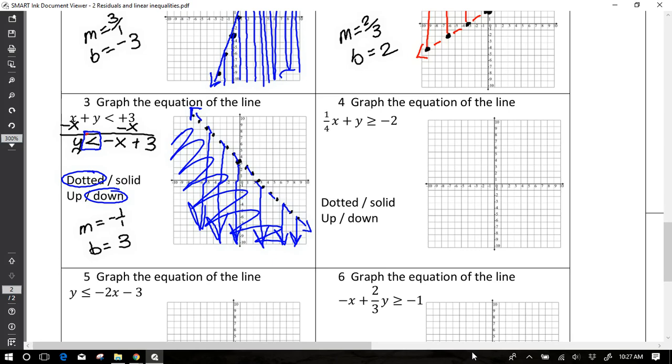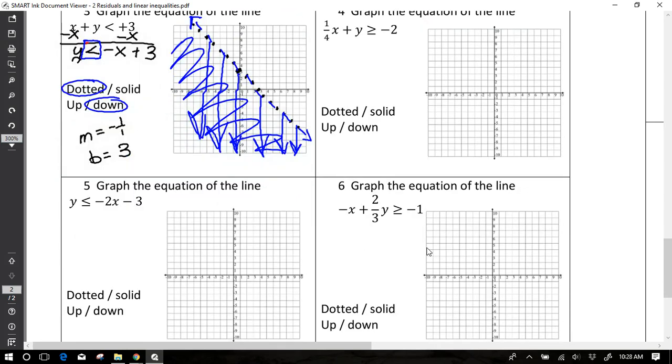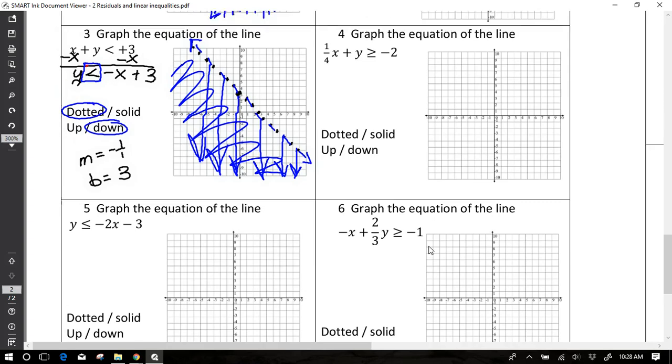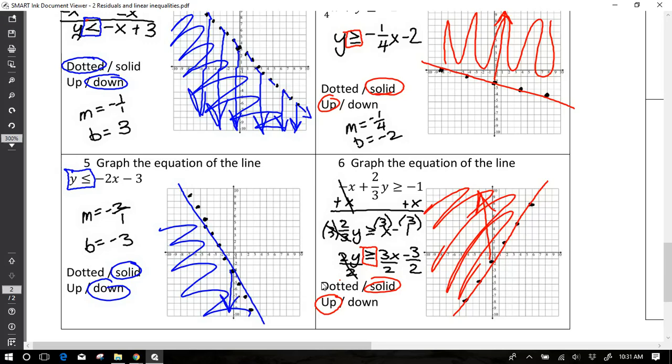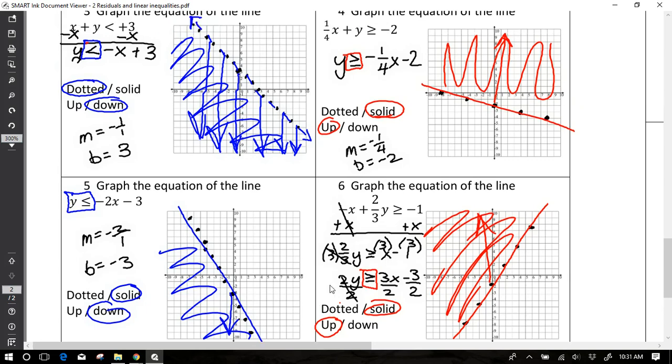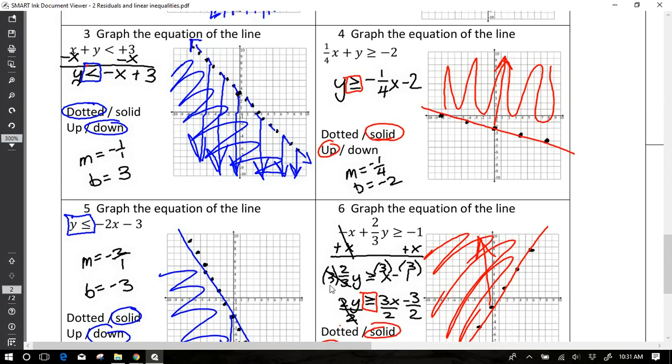Okay. Why don't you pause this video and I want you to graph examples number 4, 5, and 6 on your own. You do the practice and then check back in with me. All right, so I have completed numbers 4, 5, and 6, and just pause the video again if you need to, just to check and make sure that you are correctly identifying whether your line will be solid or dotted and whether the shading will be up or down.